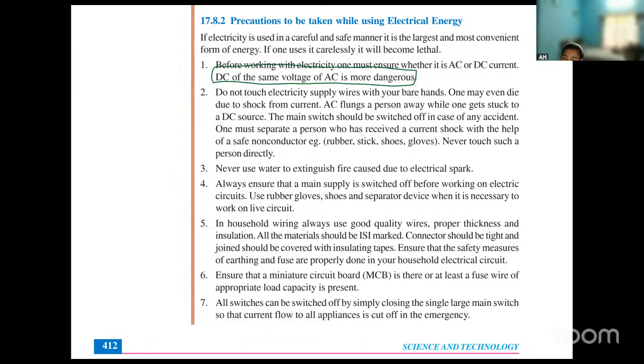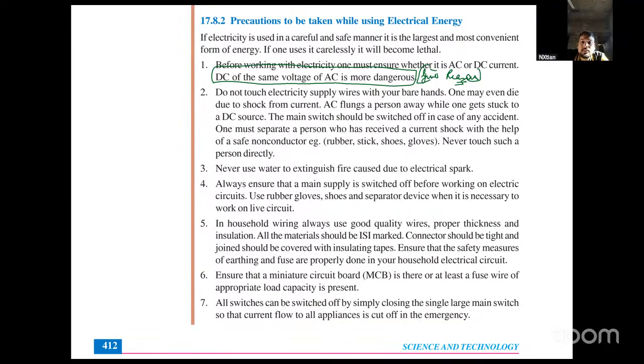It's because there are no intervals in between. It doesn't stop in between like AC. The current will never become zero in DC. It'll go up, touch above zero, but it'll never touch zero. It will not change its direction. It is continuous. So this is the question you have to do in your homework today.